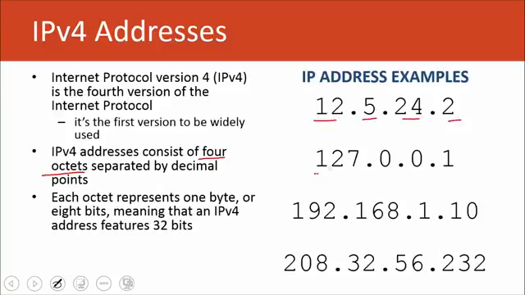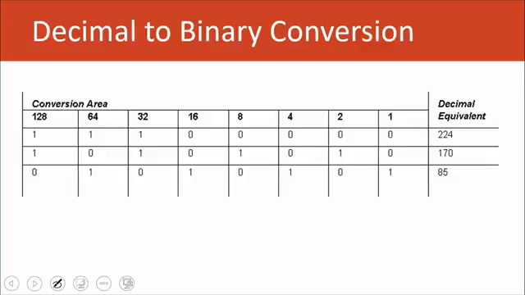We have 4 different examples here. Each has 4 octets. Each octet is separated by a decimal point. You may refer to it as a period, but call it a decimal for this sake. Each octet represents 1 byte, or 8 bits, meaning that an IPv4 address features 32 bits. So what that also means is that we can convert those decimal values into binary.